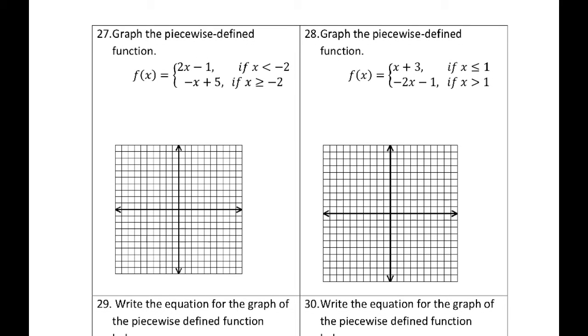All right, graphing the piecewise function. So what I like to do is graph the whole line and then erase the parts that I need. So 2x minus 1. This is a line that starts at -1 and has a slope of 2. So I'm going up 2, right 1, up 2, right 1, up 2, right 1. I can also go the other way.